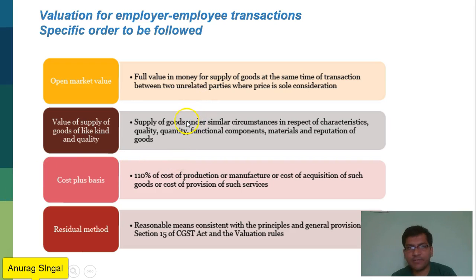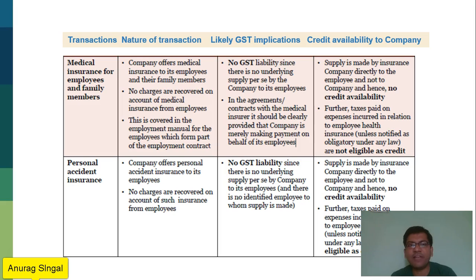Otherwise it's open market value, or goods of like kind and quality with the same functional components, or cost plus basis. In case there is no open market value, then you can say that the company has spent 100 rupees to acquire that. It will add a markup of 10% and 110 will be the value of supply. And then the residual method will be as per Section 15 of the GST Act and valuation rules.